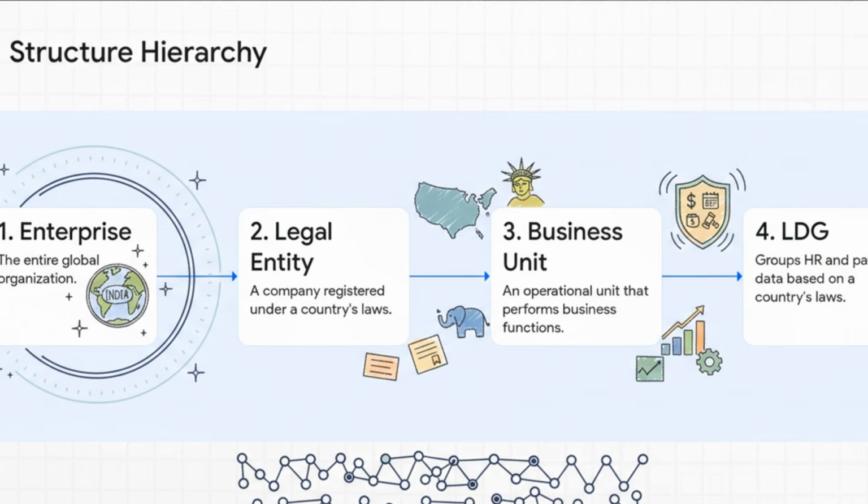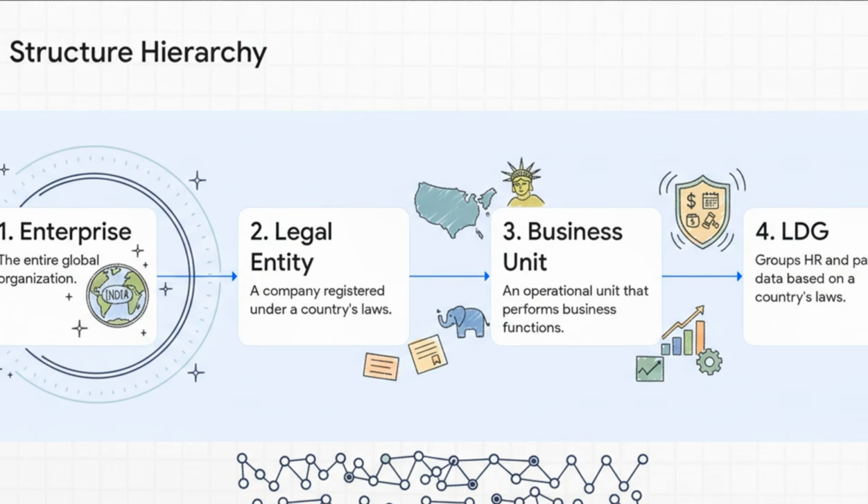At the very top, you have the enterprise. Just think of this as the entire global company, the main parent organization. Below the enterprise, you have legal entities. For example, if your company works in India and also in the US, then you will create two legal entities. One for India, which is registered under Indian law, and a second one for the US, registered under American law. Simple. Next, we have business units. These are the teams that actually do the work, like the sales department or the marketing department. And finally, we have the legislative data group, or LDG.